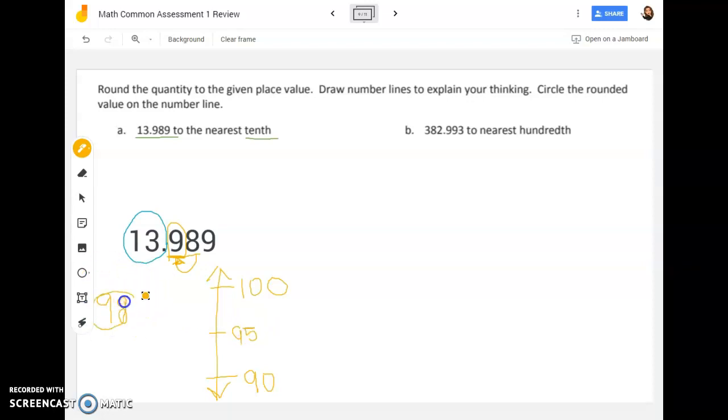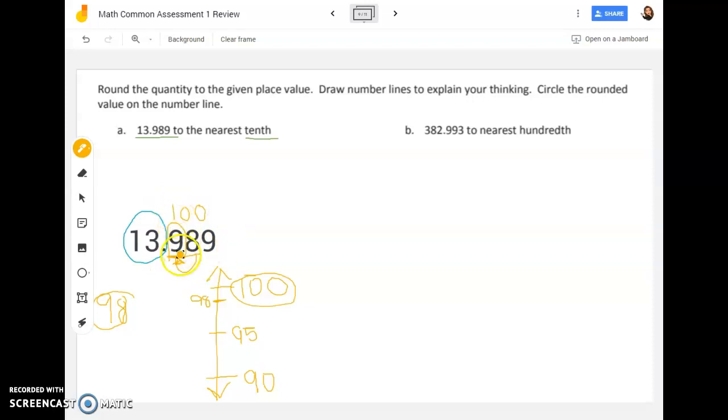Now we need to put 98 on our number line to see what it is closer to. 95, 96, 97, 98 would be right here. And I can see that 98 is going to round up to 100. But how do we do that right here? Excellent question. So we know that this 98 would bump up, like we said, to 100.